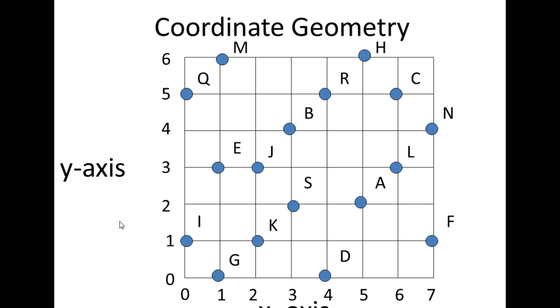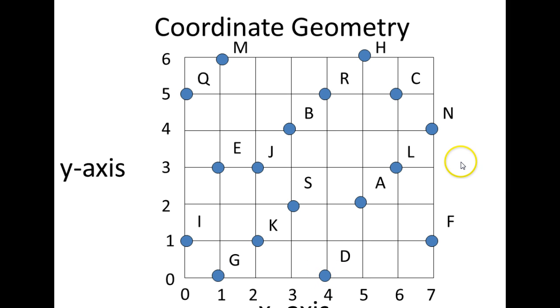So let me give you a couple. Where would M be? M is right here, so we're 1, 1, 2, 3, 4, 5, 6. 1, 6. Let's try out D. Here's D. 1, 2, 3, 4 to the right, 0 up, so that would be at 4, 0.